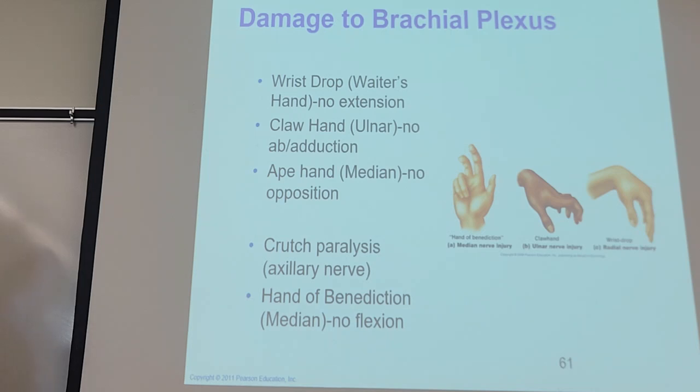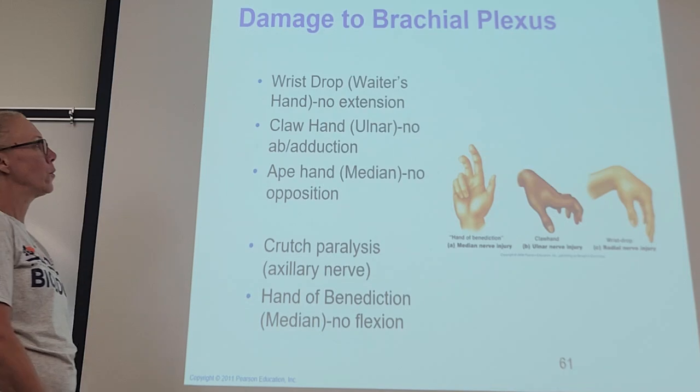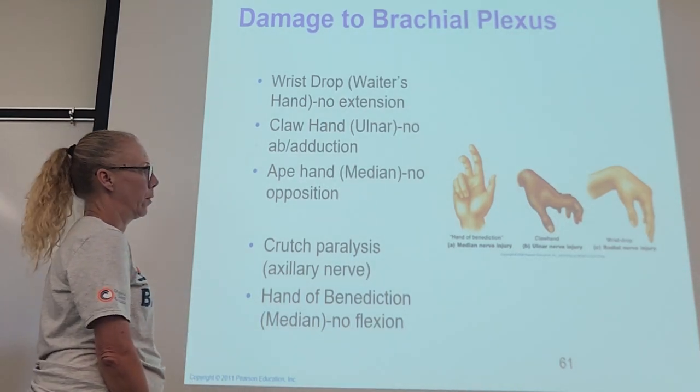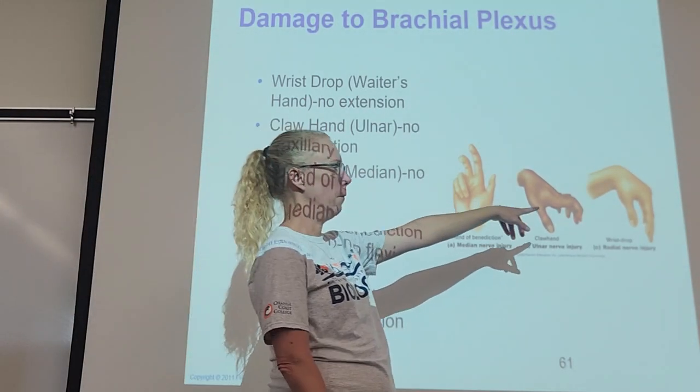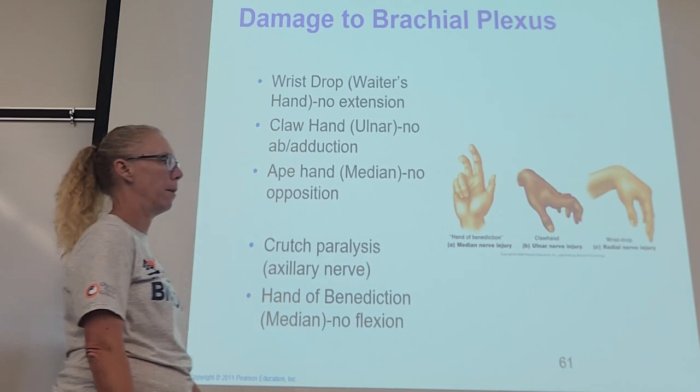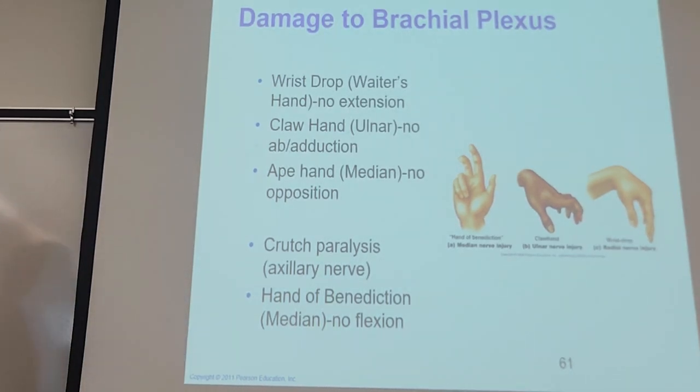Okay, so what happens when things go wrong? There's a couple things. If there's damage to your brachial plexus going out into the arm, you can present with a couple different things. First one, wrist drop. That's a very classic picture, wrist drop. That's a radial nerve injury.